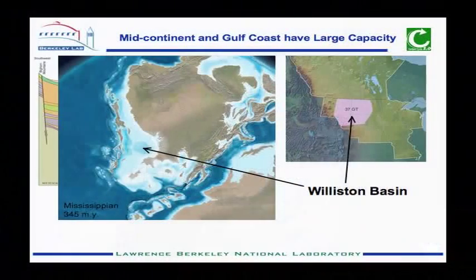Another place where there's a big basin is this Williston Basin in the north-central U.S., where they've estimated in a single formation here they can store about 37 gigatons of CO2. And again, it's about the same age as the previous one, and it represents this sedimentary basin shown here.